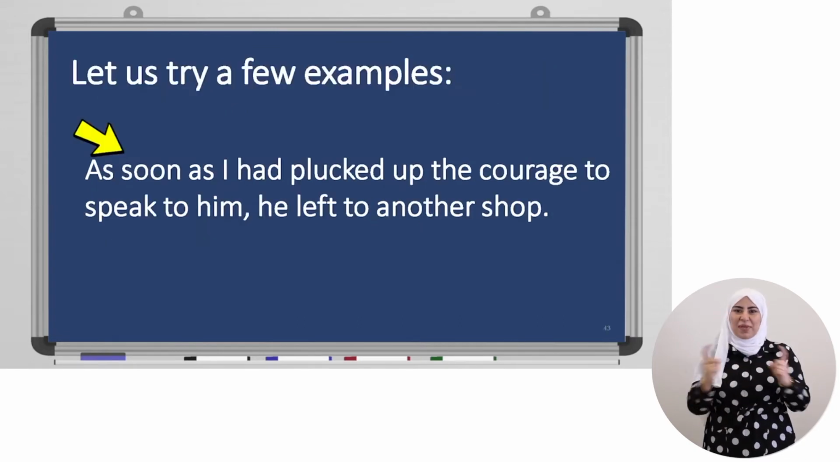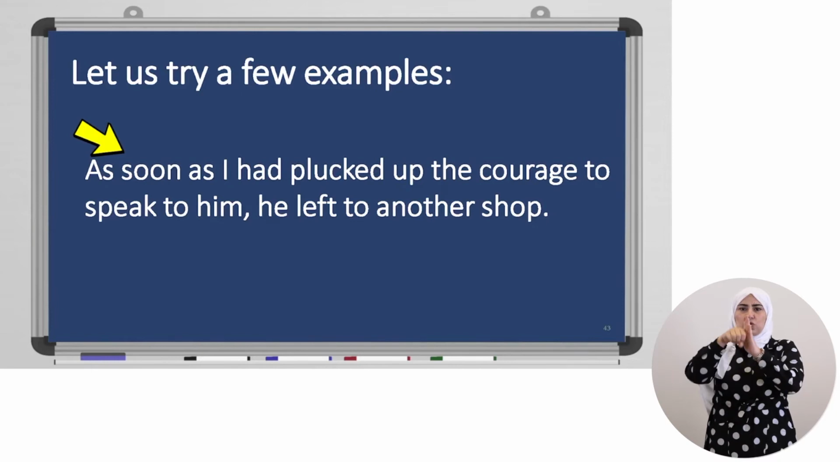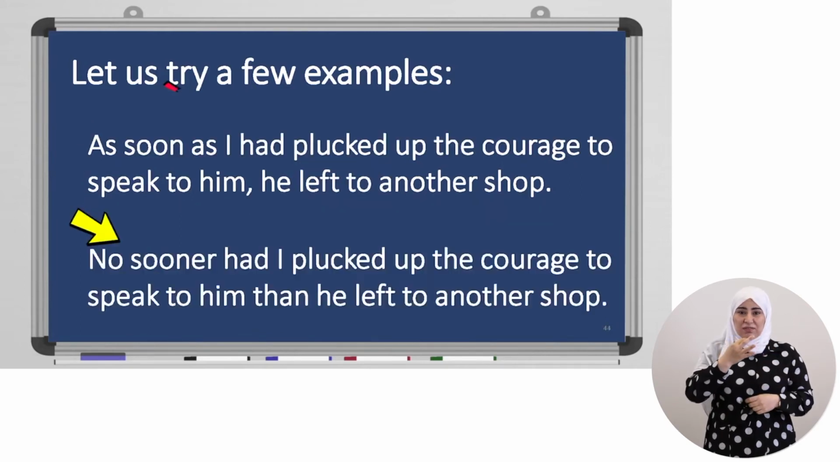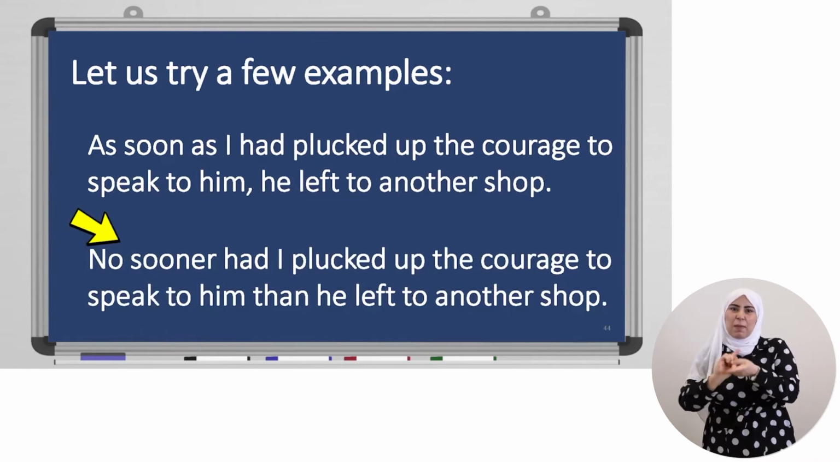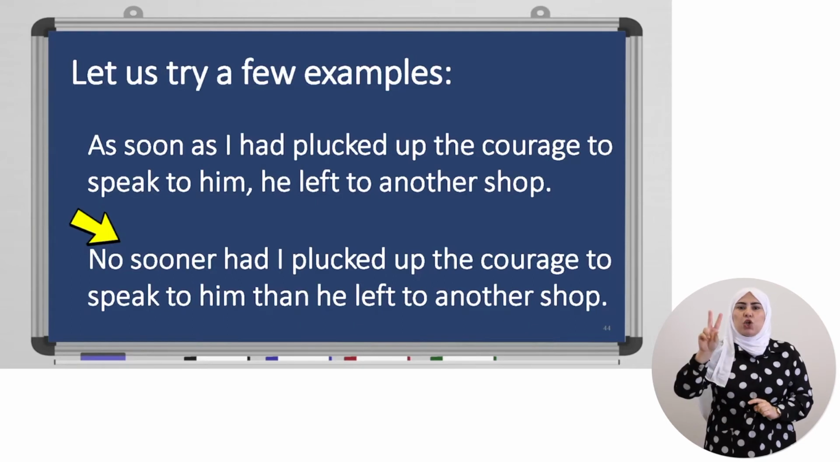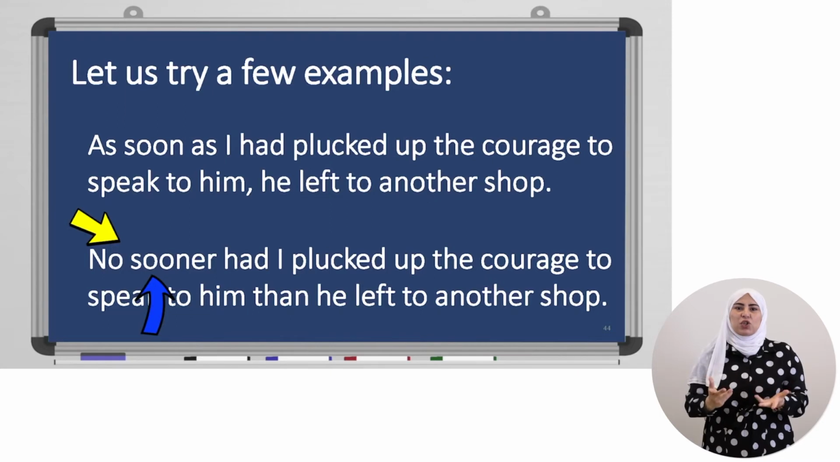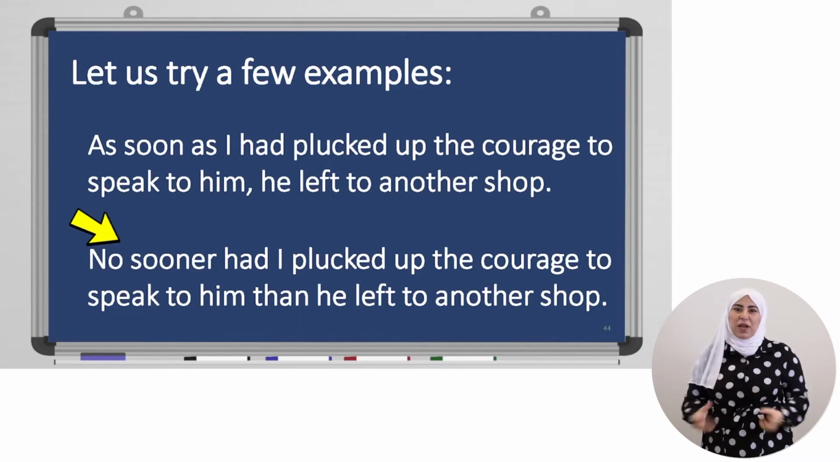And now, another example. As soon as I had plucked up the courage to speak to him, he left to another shop. Let's invert it to give it more of a dramatic effect. Now, if you use as soon as, the alternative that you're going to use with it is no sooner. So, no sooner had I plucked up the courage to speak to him, then he left to another shop. No sooner is always paired with what? With than. No sooner than. So we're just going to replace it.